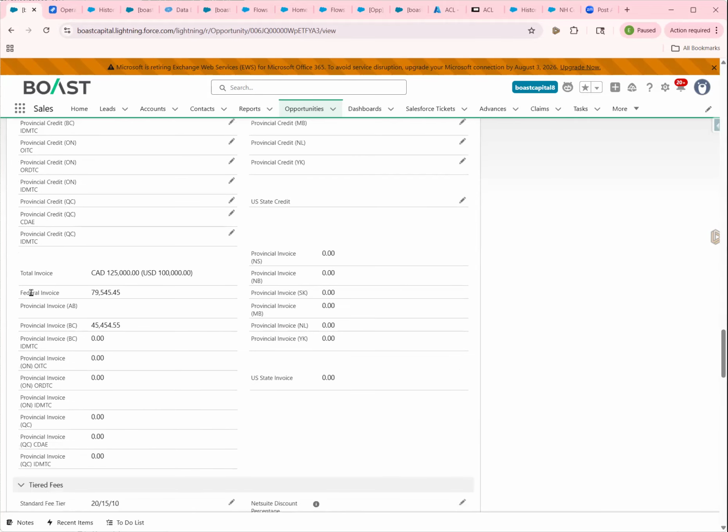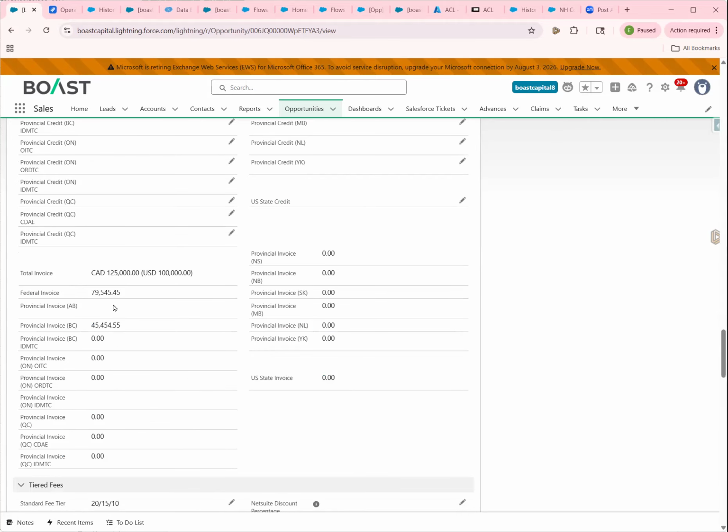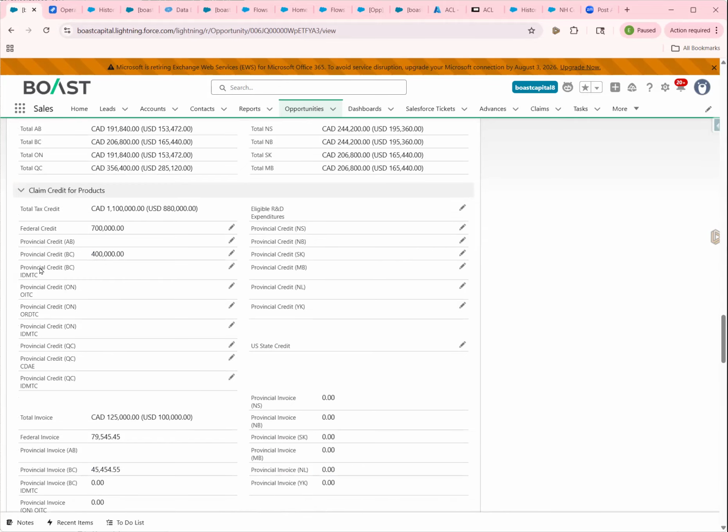The numbers here are always split proportional to the total invoice based on the credits above. So you can almost ignore this invoice component of these provincial amounts. You don't need to think about them. Like if I had an Ontario credit of 400,000, you would know to take the full invoice and split it up appropriately amongst the other items. So it's kind of a function of this.